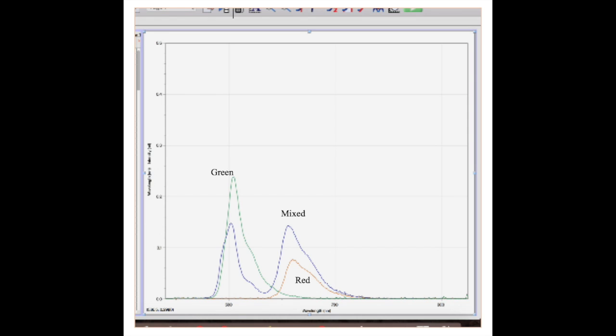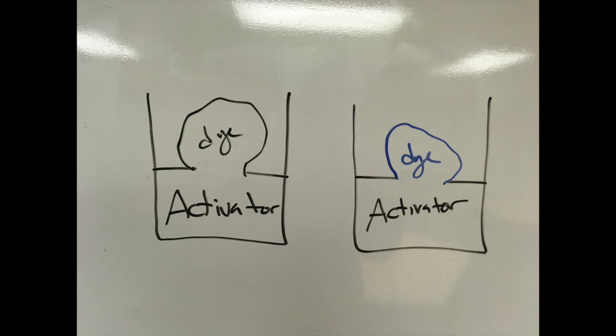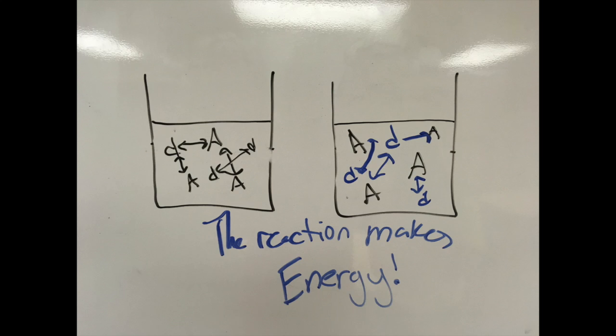In an emission spectra, the peaks and the dips between them tell us a lot about the substance. In our data, one thing we notice is that the peak for green is higher than the peak for red. The reaction that occurred involved equal amounts of dye and activator being mixed together.